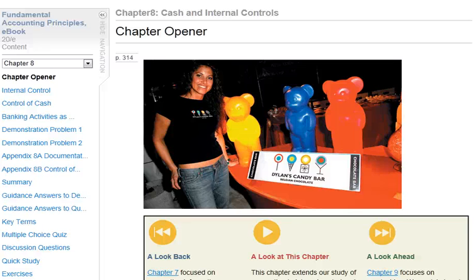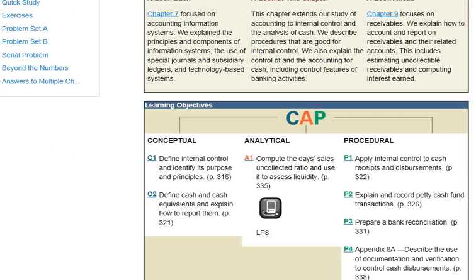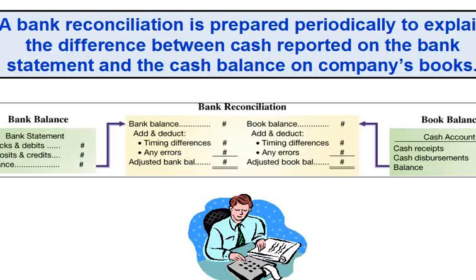Welcome to Accounting Principles Chapter 8, Part 1, a discussion on internal controls. We are going to go over number 3, P3, prepare a bank reconciliation.